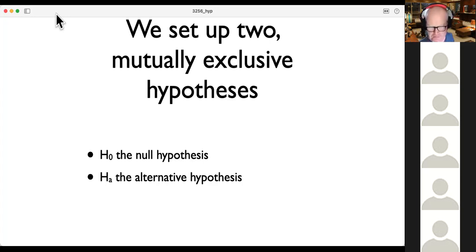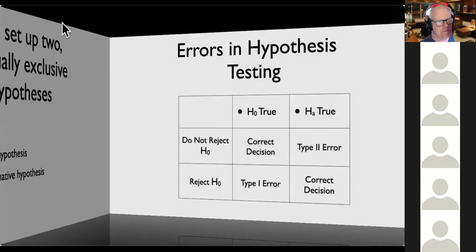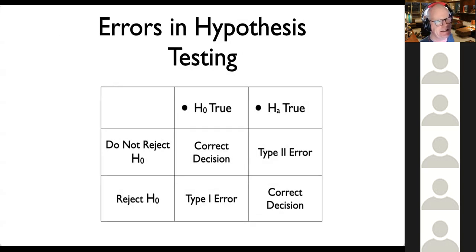Okay. So H0 is the null, HA is the alternative. So we're going to make mistakes. Because this is a probabilistic thing, we're going to make mistakes.